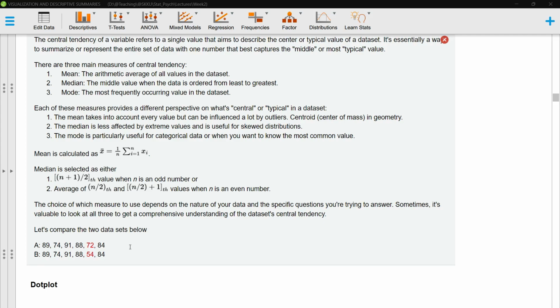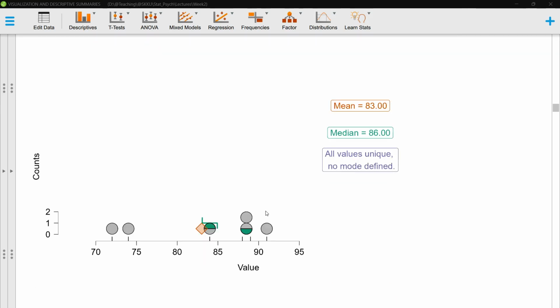Okay, let's look at the dot plot for the first data set. This is the dot plot, with 6 dots here, and we see the red colored diamond here, which represents the mean. The mean of the 6 values is 83 in this case. And the green one, because we have an even number of observations, the third one and the fourth one, and the average of the two values is the median. So the number 86 is the median. That is the average of these two values.